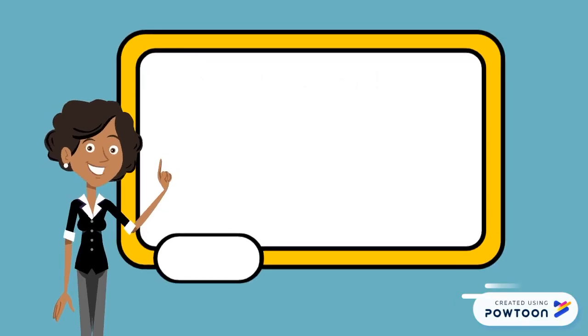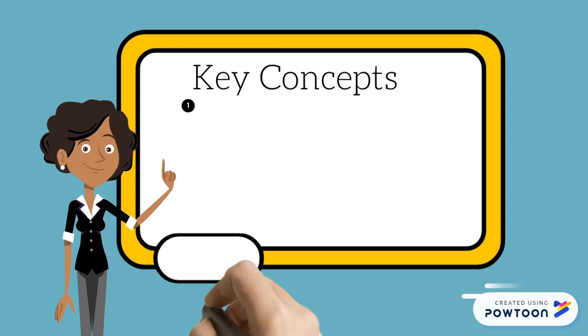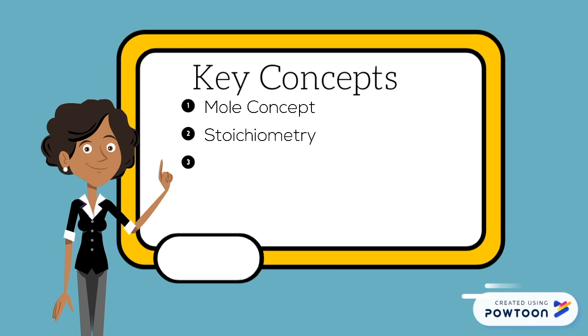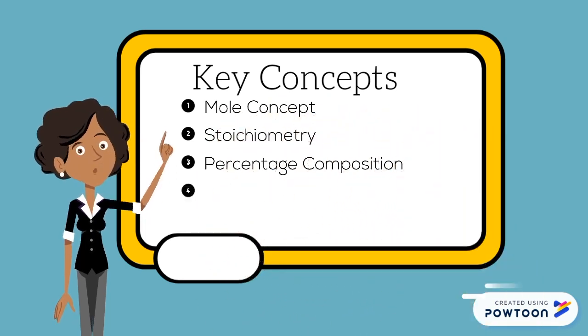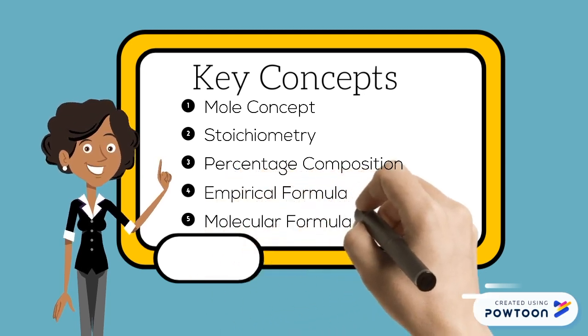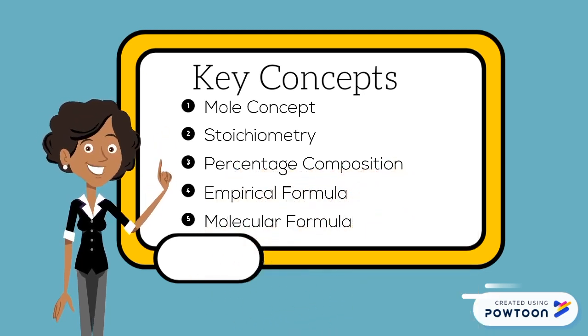Lab experiment number 1, titled Determination of Chemical Formula, was conducted in order to enhance the students' practical application of concepts learned in class lectures. These key concepts are the mole concept, stoichiometry, percentage composition, and empirical and molecular formula.